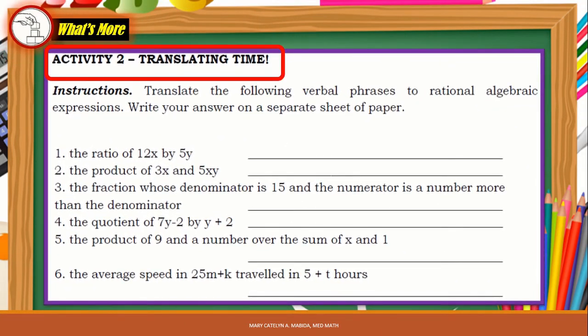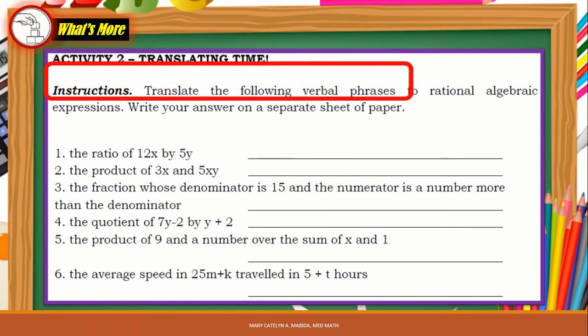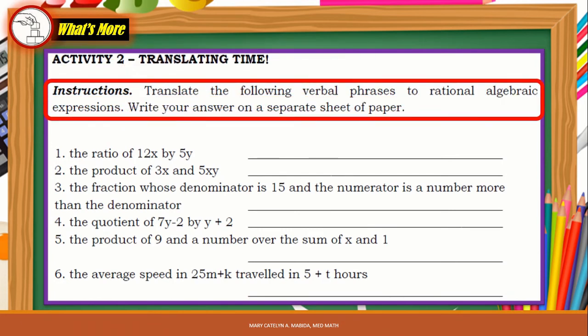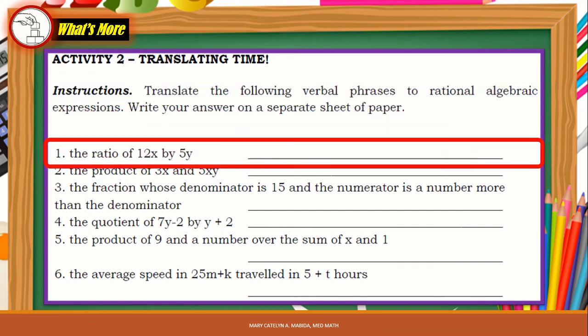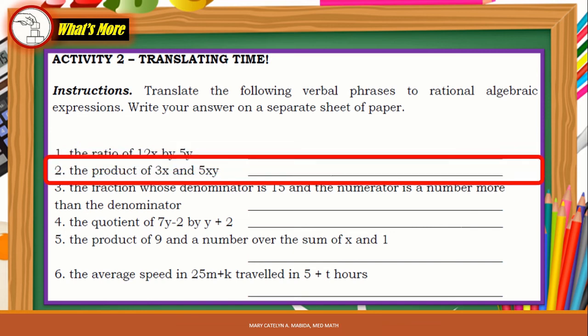Activity 2, translating time. Translate the following verbal phrases to rational algebraic expressions. Write your answers on a separate sheet of paper. The ratio of 12x by 5y. The product of 3x and 5xy.